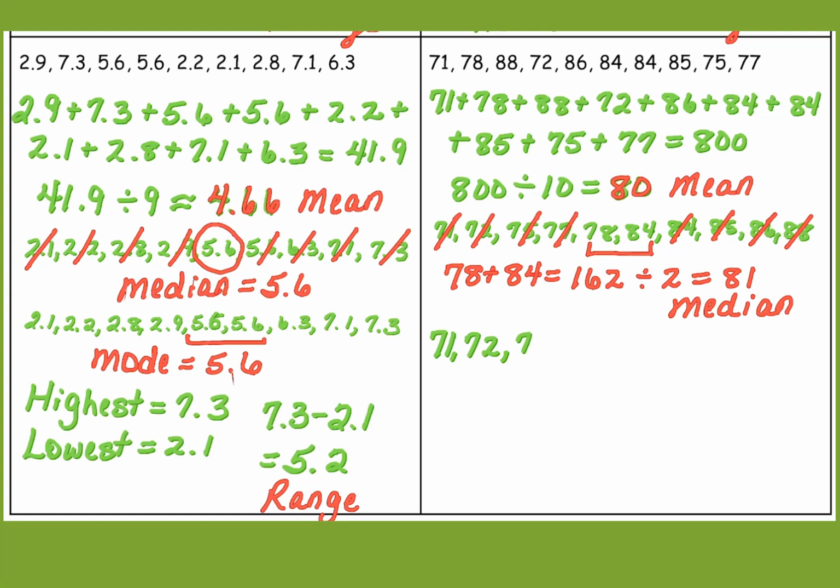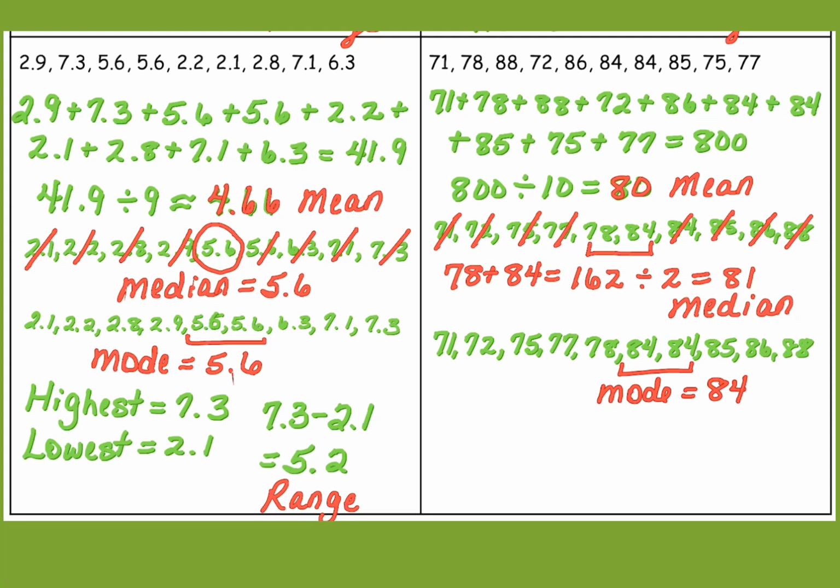Now to find the mode, we're just going to list the numbers out again so that we can find the one that is listed most often. So now that we have relisted all of our numbers in the data set, we can see that 84 appears twice, more than any of the other numbers, so our mode is 84.